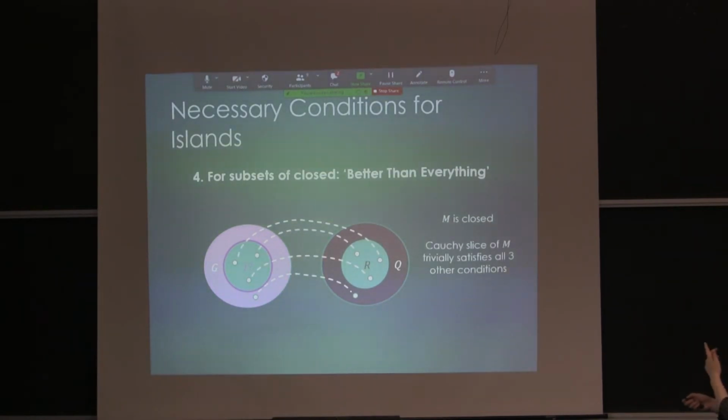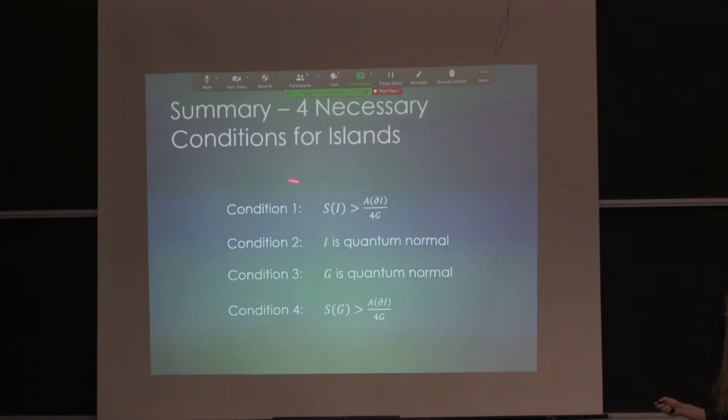And so because the whole Cauchy slice is always an island candidate according to those other three conditions, if a subset of the universe were to be an island, it would have to be a better candidate than the entire universe. When I say entire universe, I mean a Cauchy slice. Sometimes I'll say entire universe, but I mean a Cauchy slice. And so for that to be true, that translates into a requirement on the matter entropy enclosed in this complement of I, region G. So we end up with a complementary condition to the first condition for the case of subsets of closed universes. I called it better than everything: it needs to be a better candidate than the entire universe, which is always a viable candidate. So in summary, these are the 4 necessary conditions that are relevant in the case that we will consider. This one is relevant in only some of them. We have these 2, which are complements of each other, and then these 2, which are also complements of each other.